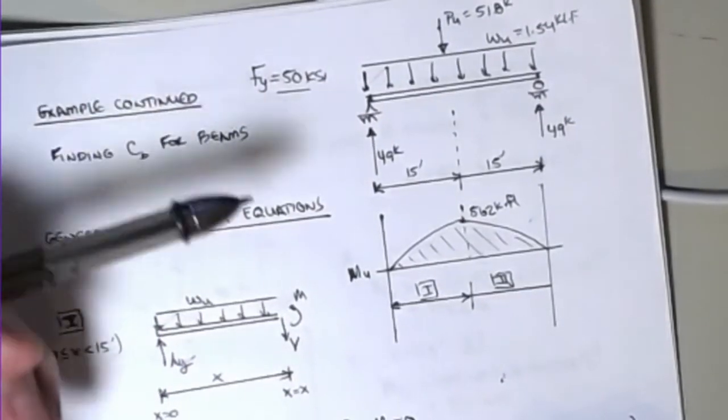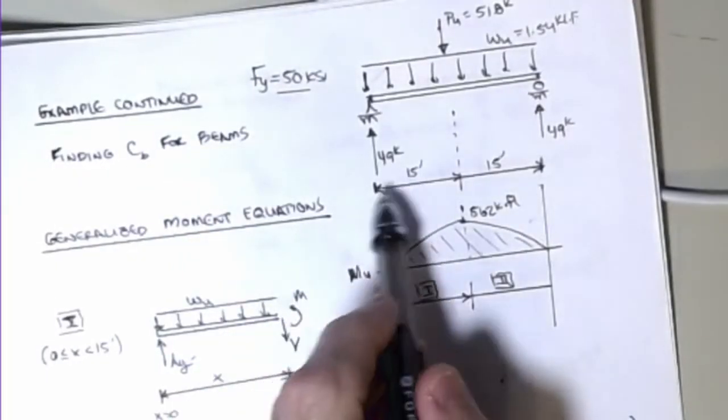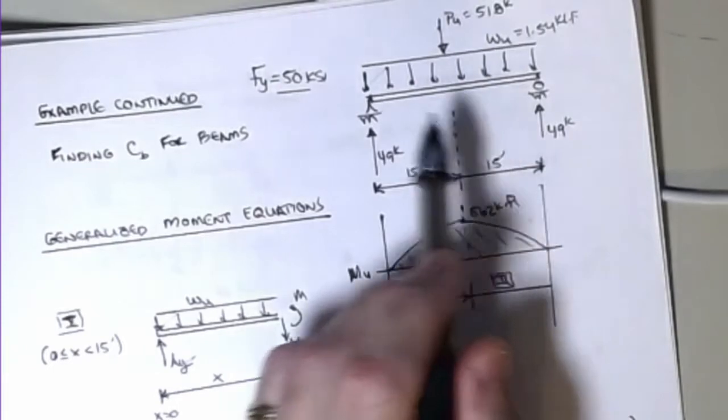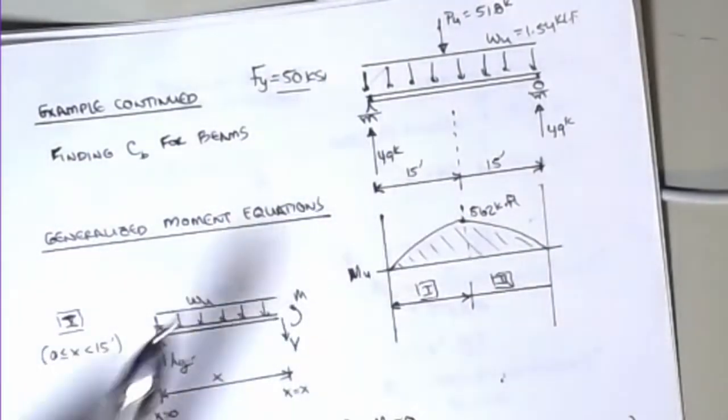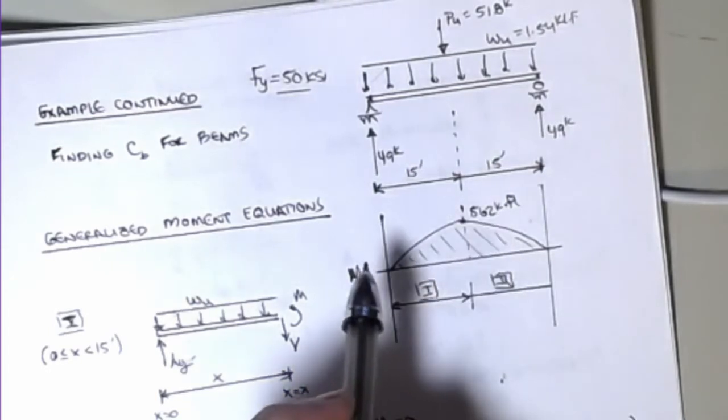So all I've done in this is I've done the statics, down the reactions, 49 kips each, okay? The span of the beam is 30 feet, okay? And I haven't talked anything about the bracing yet because that's going to change as we start to do our calculations, okay? And then the moment diagram for this we found last time to be 562 kip feet, all right?